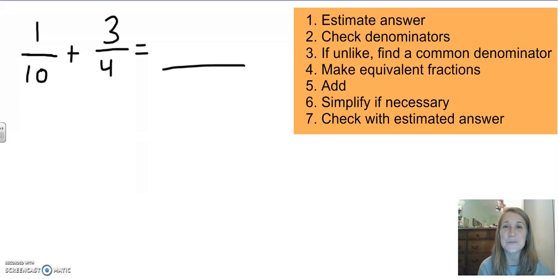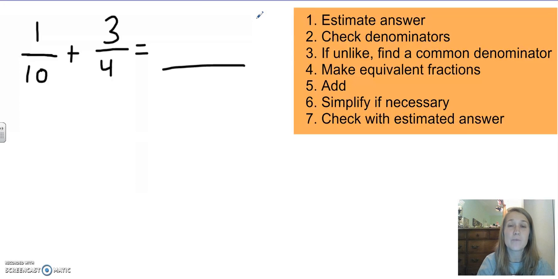Hey friends, in this rapid review video, we're going to look at adding fractions with unlike denominators. So let's take a look at our problem. 1/10 plus 3/4. The very first thing that we're going to do is estimate our answer using the benchmark fractions of 0, 1/2, and 1. And this will help us make sure that when we get our answer, it's just around what it should be.